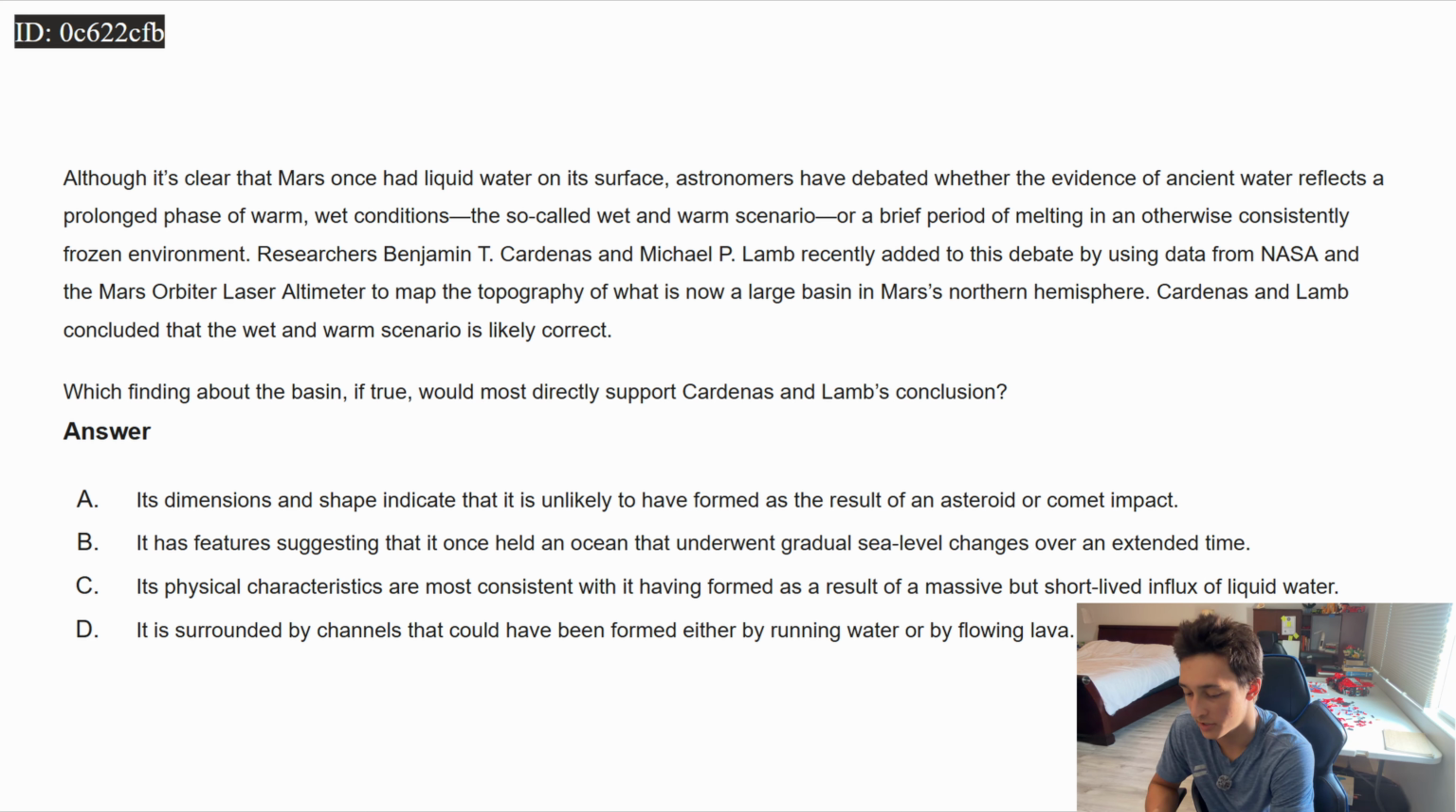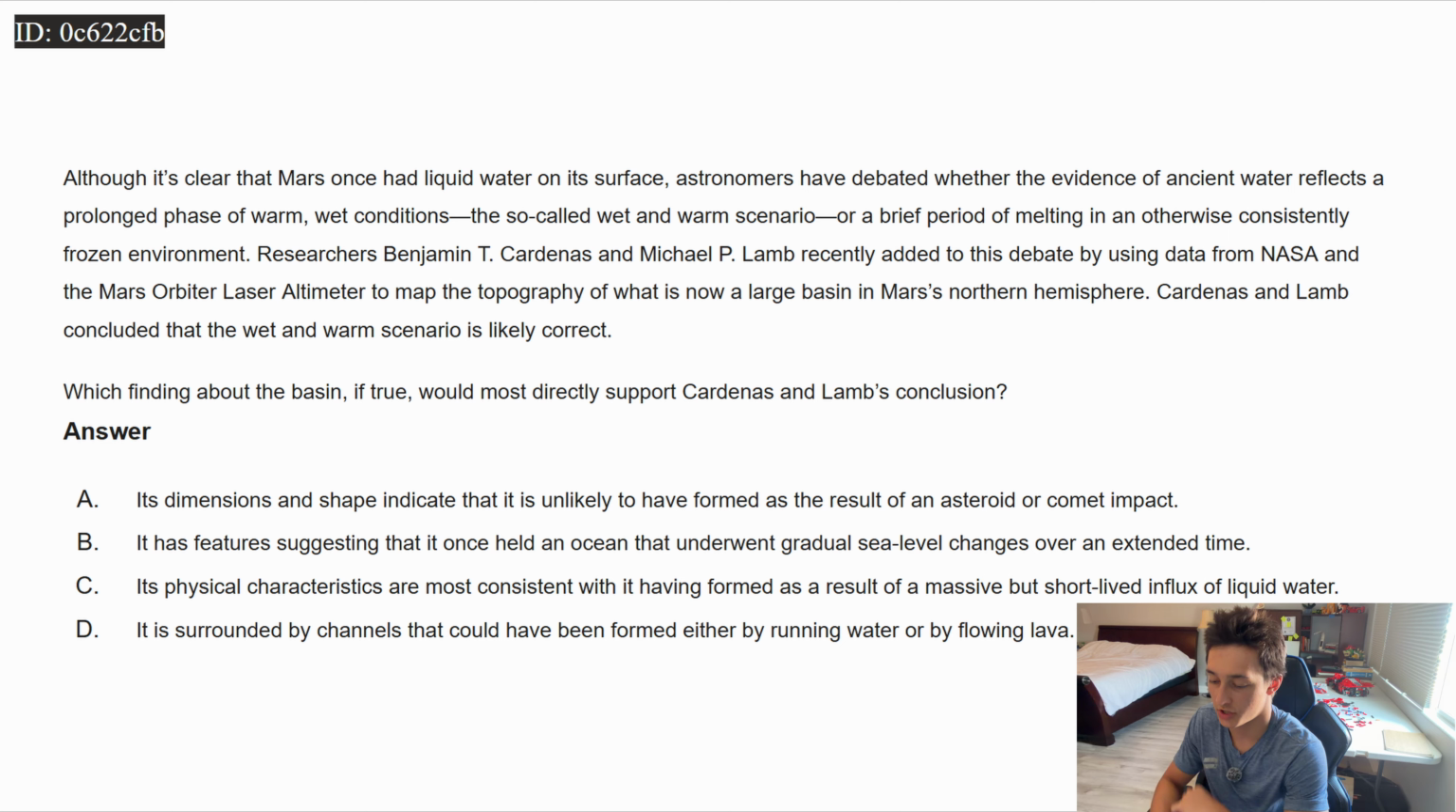So my summary for this question would be: scientists debate whether Mars had the wet and warm scenario or a brief period of melting. So Cardenas and Lamb studied the basin on Mars and concluded that it's likely the wet and warm scenario. Something that could support the conclusion is pretty much anything that's talking about the wet and warm scenario being correct. So any other study that has proved that, or some study saying that water reflects a prolonged phase of warm, wet conditions.